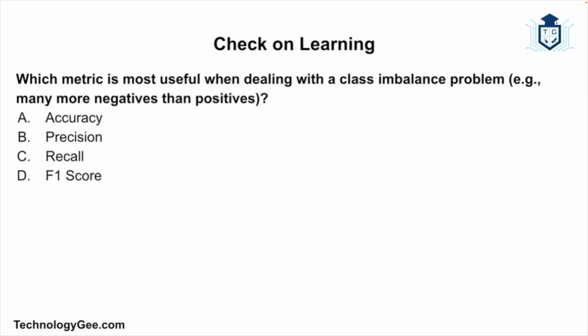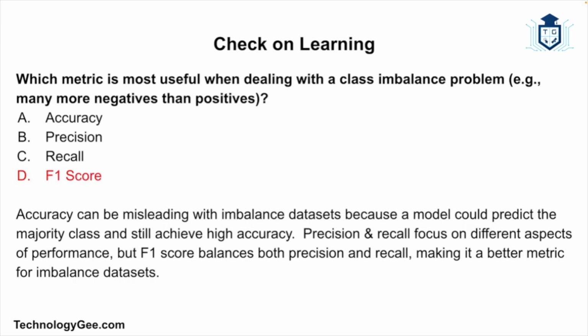Now that we got through all that, let's do some check on learning. So our first question is, which metric is the most useful when dealing with a class imbalance problem, such as you having many more negatives than positives? Would this be accuracy, precision, recall, or the F1 score? And the correct answer is this will be an F1 score.